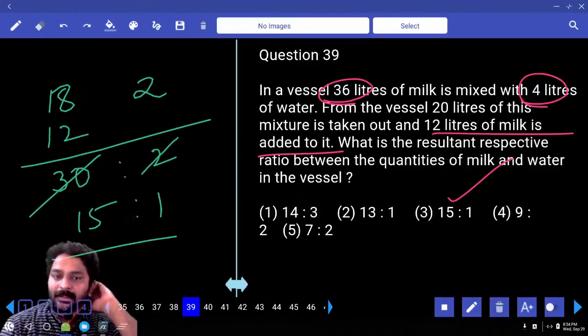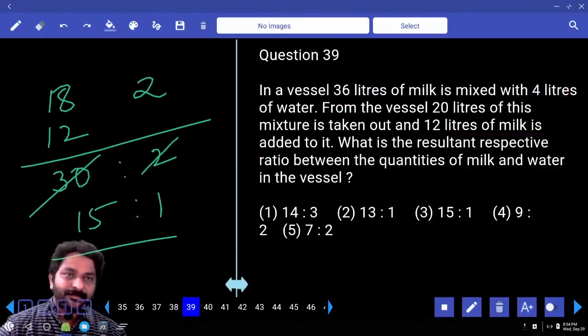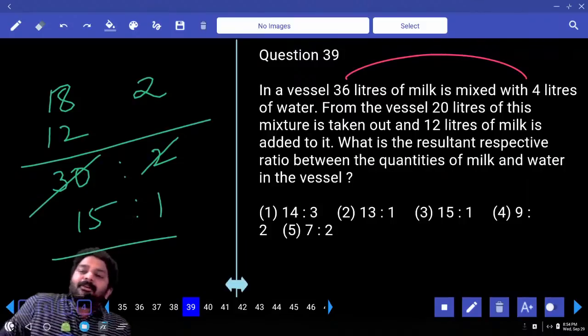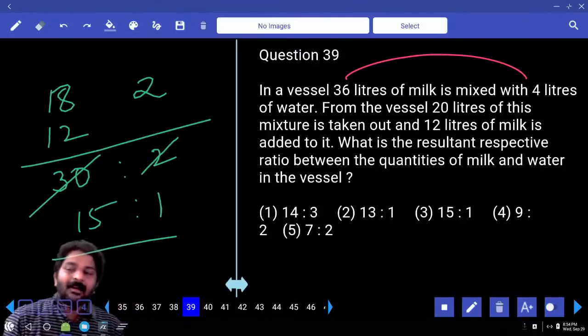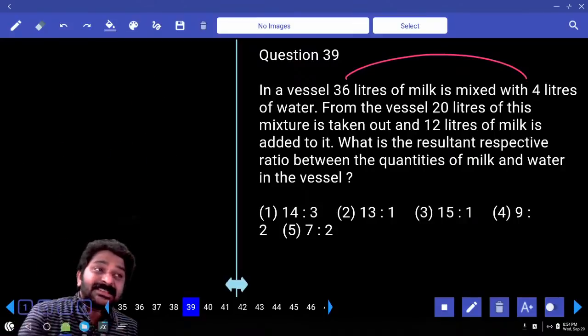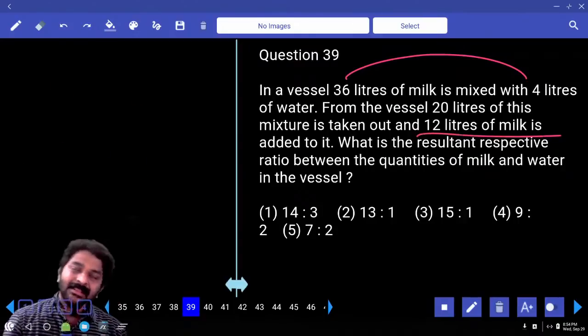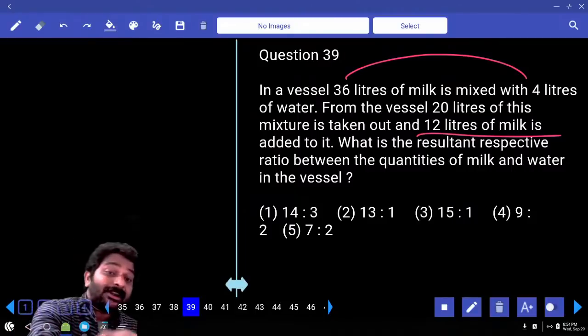Over. Now there is another way also. The initial quantity is 36 liters of milk and 4 liters of water. How much quantity do we have? How much is taken out? How much is left over now? 20. To that, how many liters are we adding? 12. Then what is the total quantity now?